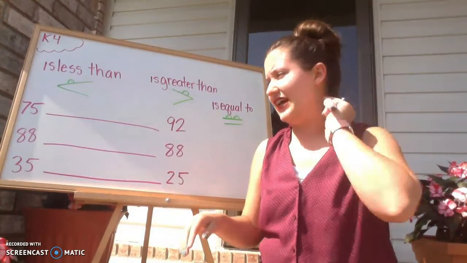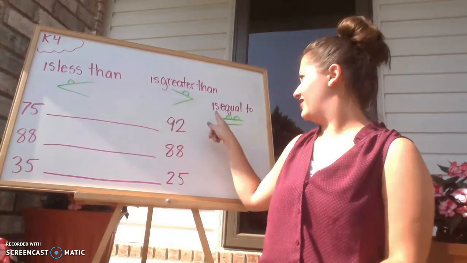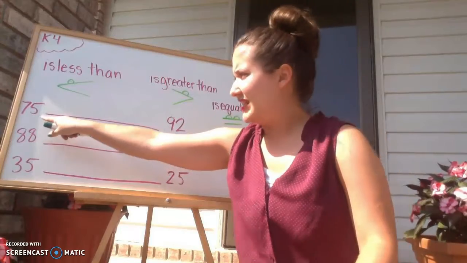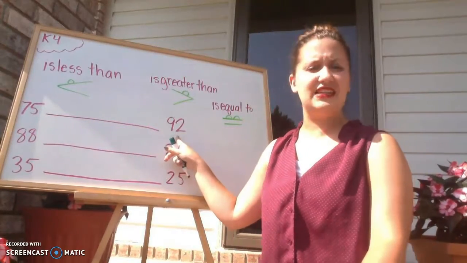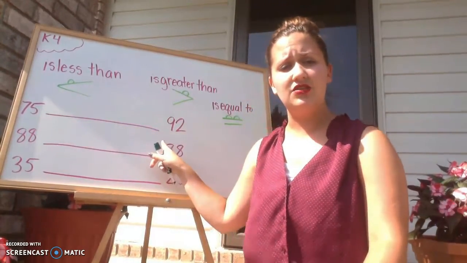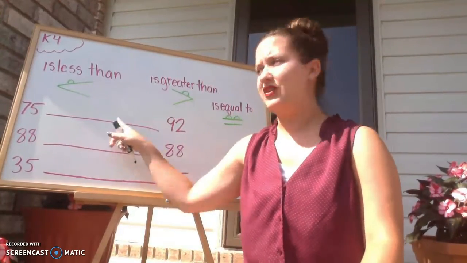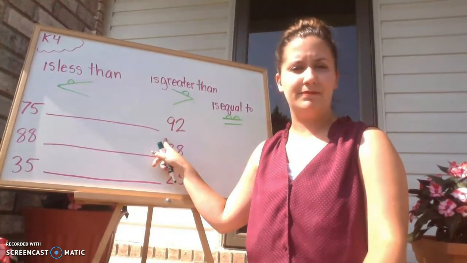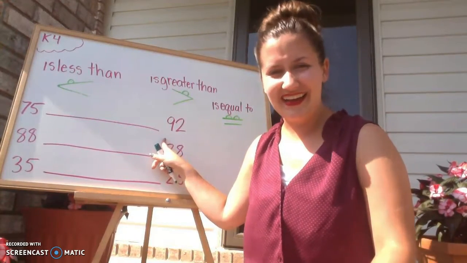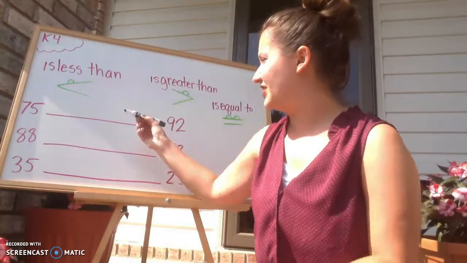So let's practice together today, and we're going to use our words is less than, is greater than, or is equal to on our lines. So 75 and 92. Is 75 less than 92, greater than 92, or equal to 92? Did you guess it? Way to go. It's great. 75 is less than 92.